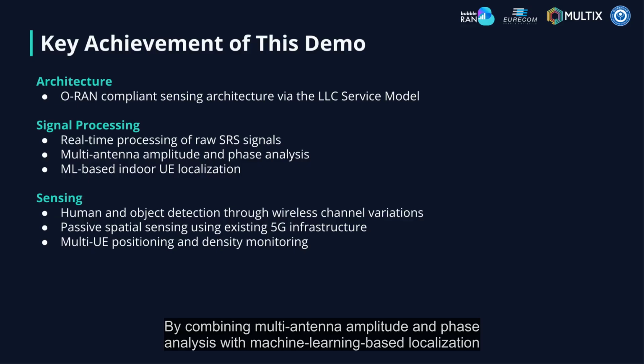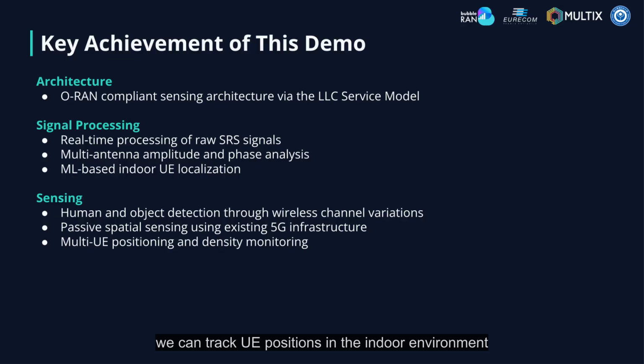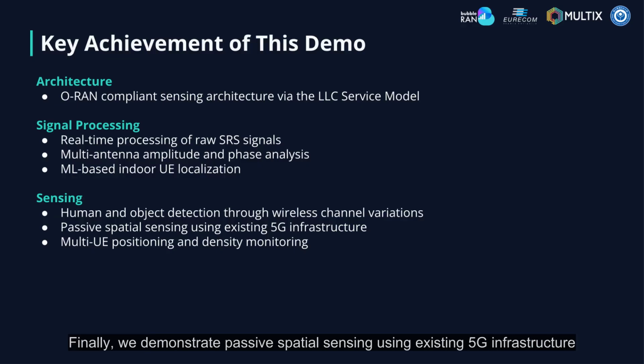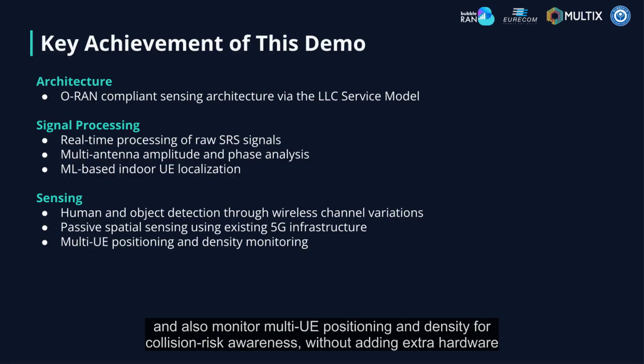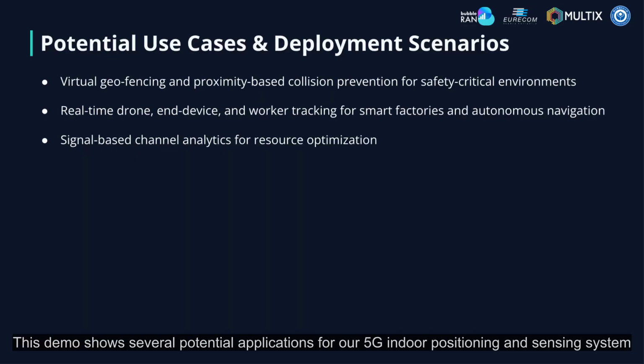By combining multi-antenna amplitude and phase analysis with machine learning-based localization, we can track UE positions in the indoor environment. Finally, we demonstrate passive spatial sensing using existing 5G infrastructure. The system can detect human and object movement, and also monitor multi-UE positioning and density for collision risk awareness, without adding extra hardware.